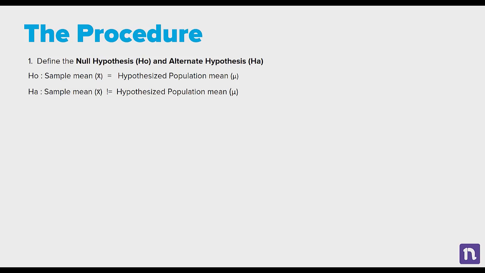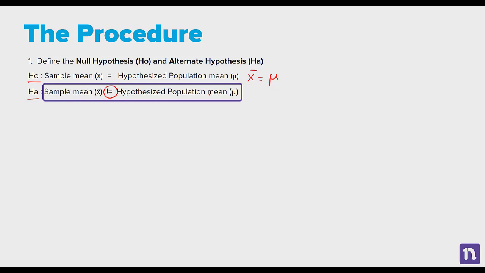Let's understand the general procedure of performing a t-test. Now, the first step to do a t-test is to establish the null and the alternate hypothesis. Now, the null hypothesis is usually represented as H naught, and the hypothesis is that x bar equals mu, which means the sample mean equals the population mean. The alternate hypothesis usually negates the null hypothesis. So it states that the sample mean is not equal to the population mean.